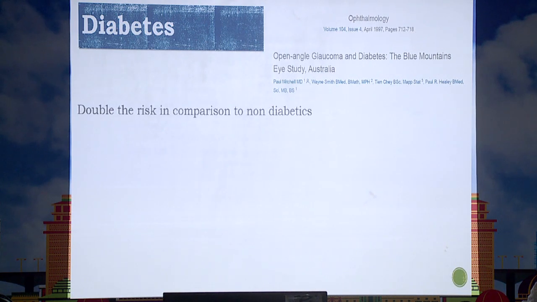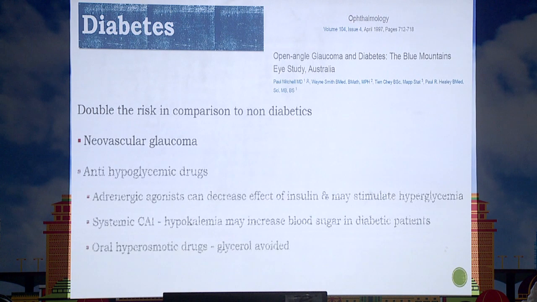Now coming to diabetes, we know that there is an association of increased incidence of glaucoma in diabetes, but neovascular glaucoma is common in PDR patients. But whenever we are using anti-hyperglycemic drugs, we need to be very, very careful because adrenergic agonists can decrease the effect of insulin and can promote hyperglycemia. So again, we have to be careful.